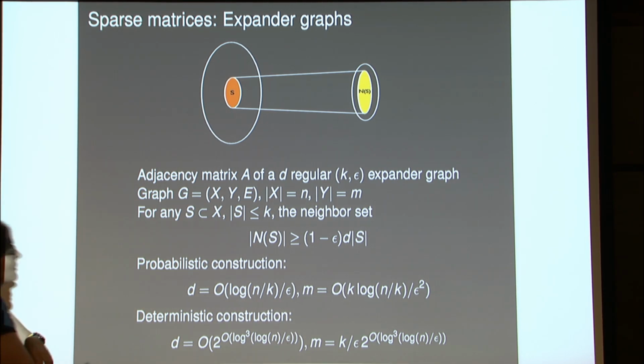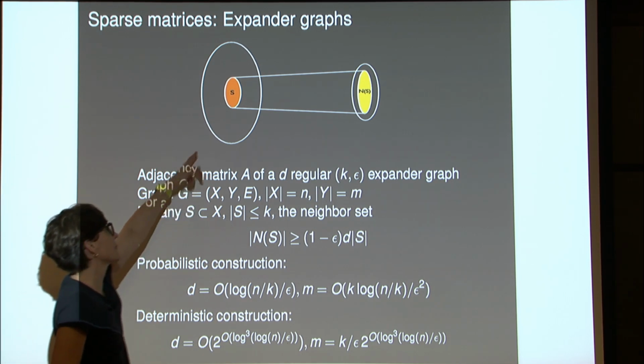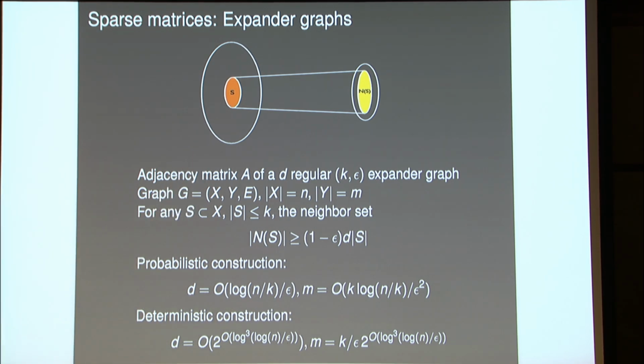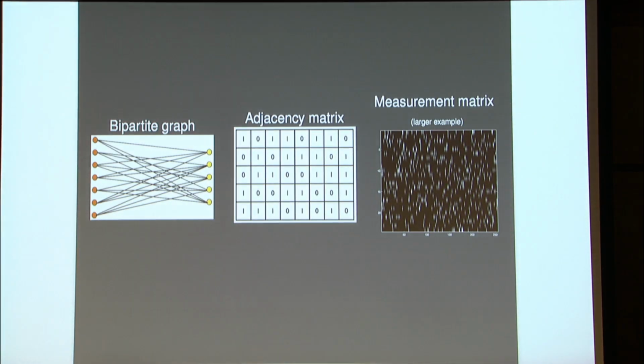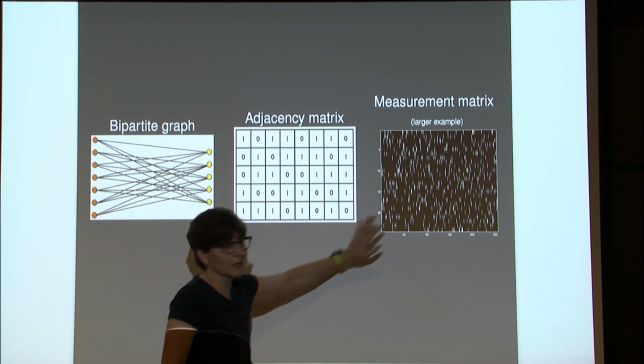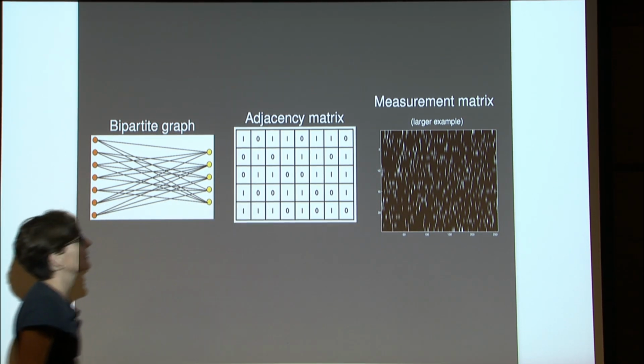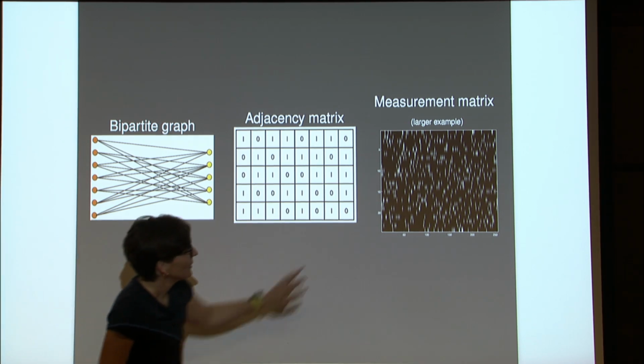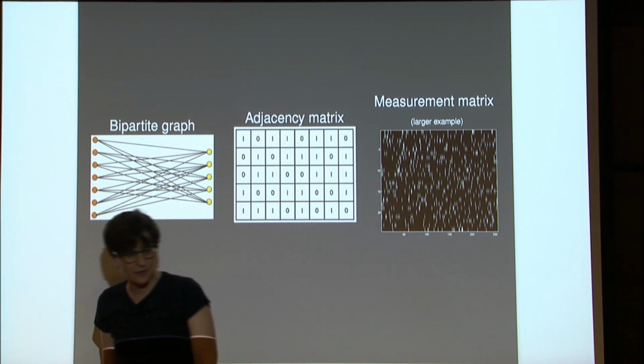Okay, so it turns out that adjacency matrices of this type are the right sparse matrices that you should use for sparse signal recovery. And in case you want to know exactly how that works, here's the bipartite graph, here's the adjacency matrix, and then an even larger version, here's the measurement matrix. Sure enough, it's fairly sparse.